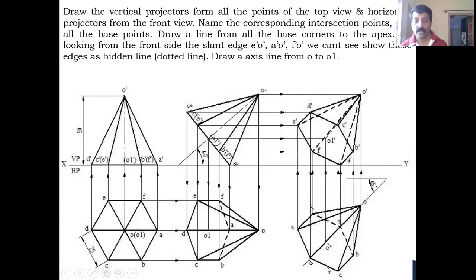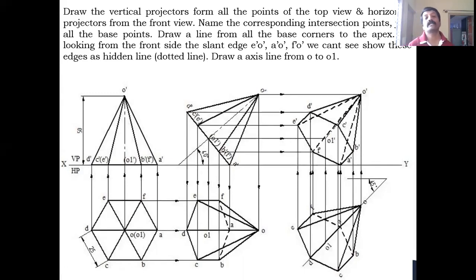What about E to O? Can you see, looking from here? No. So E dash to O dash is hidden, and also you are looking from here. F to O you cannot see. That's why F dash to O dash is hidden, as well as A to O, you cannot see. That's why A dash to O dash is also hidden. And coming to the axis line, O1 to O dash, you represent it with the axis line representation.